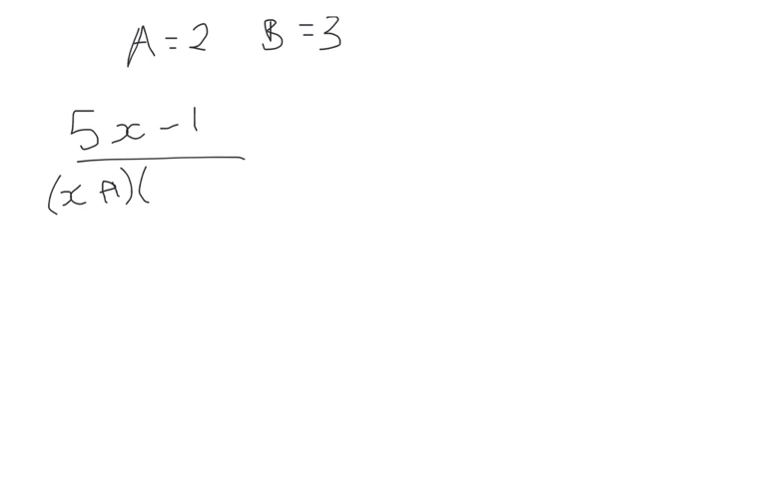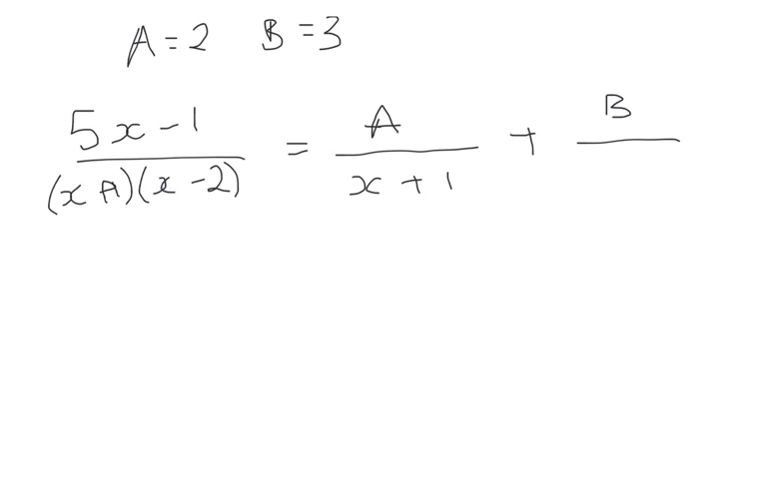So we've just worked out that a equals 2 and b equals 3. So (5x − 1) all upon (x + 1)(x − 2) is equal to a divided by (x + 1) plus b over (x − 2). That's what we had in the beginning.